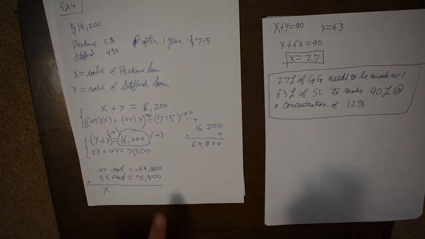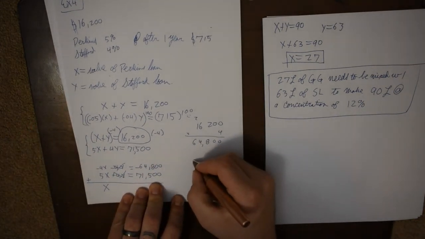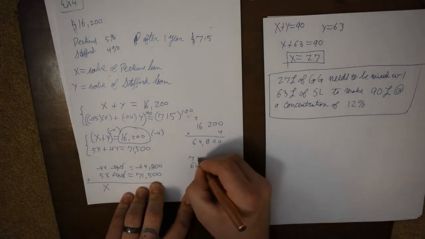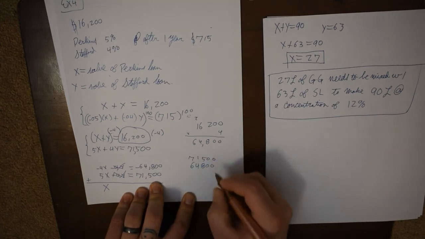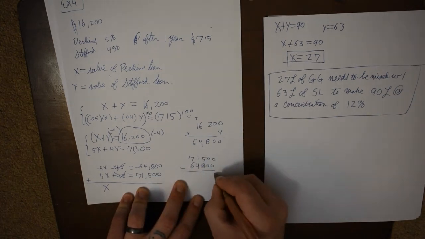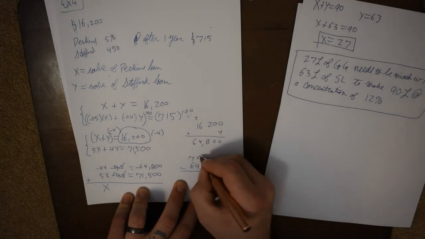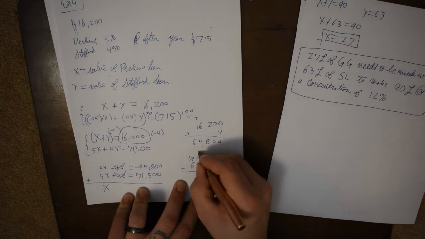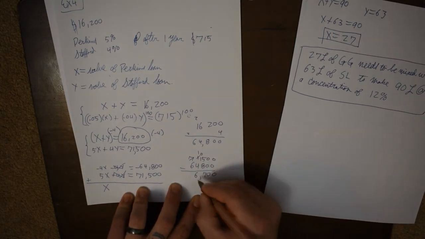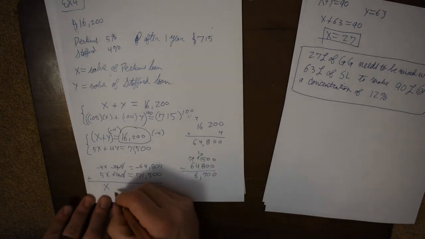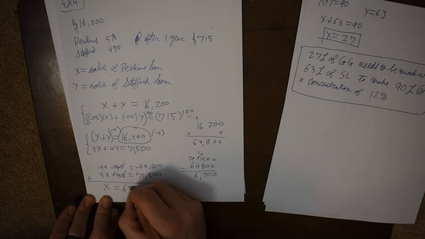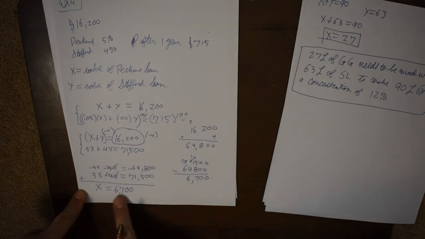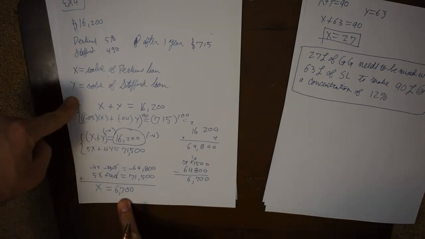Now we get the joy of trying to subtract 64,800 from 71,500. Go through and subtract these. 0 and 0, that's the easier part. We get 6,700. X is equal to 6,700.